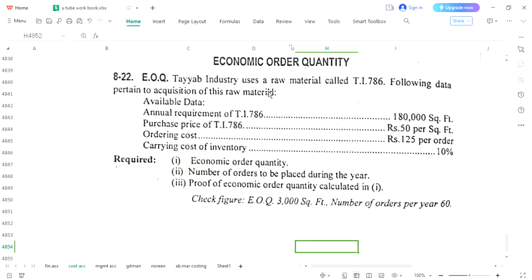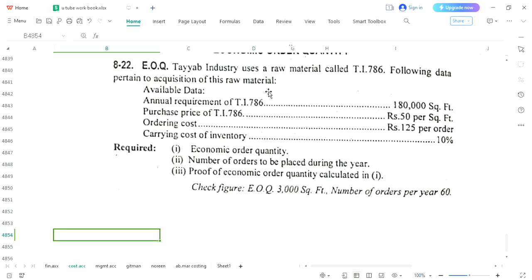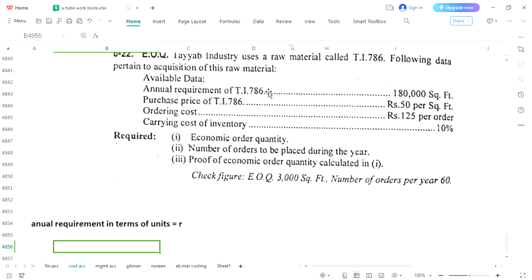Before that, we will have to understand a few things. First, what is your requirement? And especially you will be related with your annual requirement in terms of units. The very first thing is you should have in your mind how much your annual requirement is. You can put it as R, capital R, small r, one and the same thing. This is the first thing you should know, how many units you require annually. Annual requirement in terms of units.